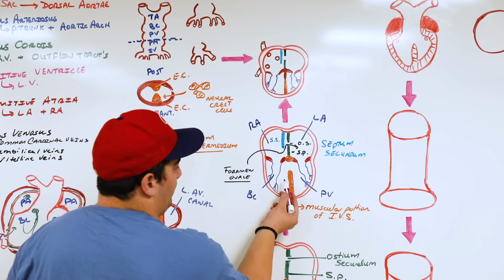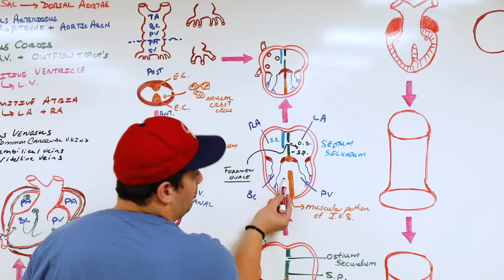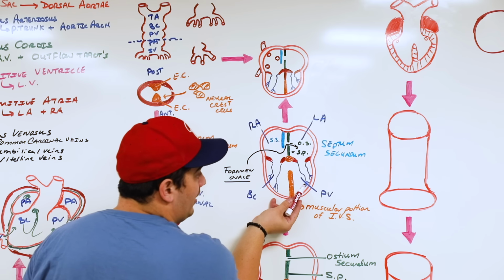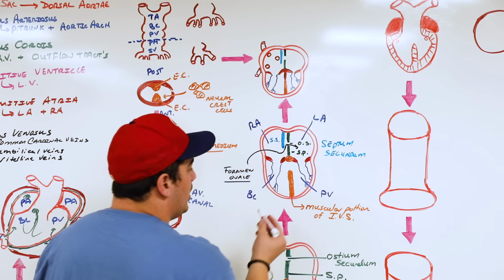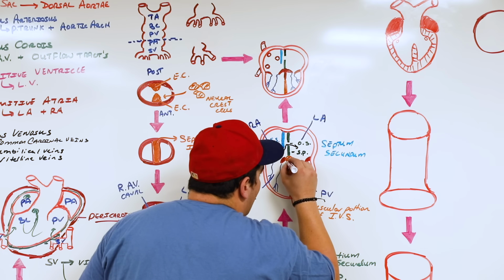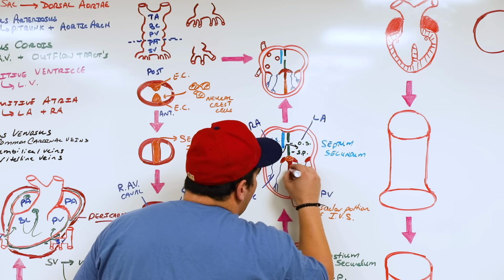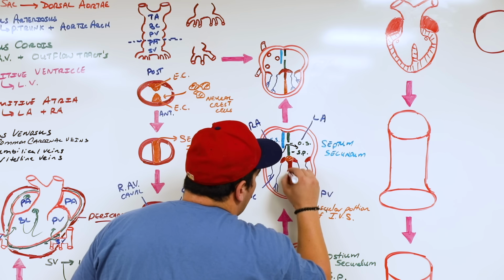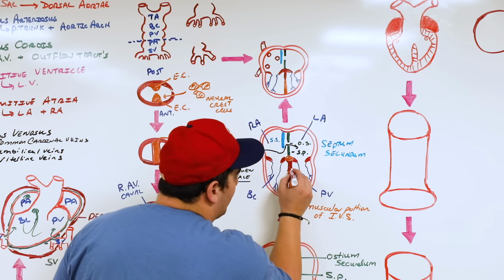Then, guess what? We still have a little space here between the bulbus cordis, which will become the right ventricle, and the primitive ventricle, which will become the left ventricle. This space has to get filled. So what happens is, from the septum intermedium, some tissue moves downwards and starts to fuse with this muscular portion of the interventricular septum. What is this tissue here called?